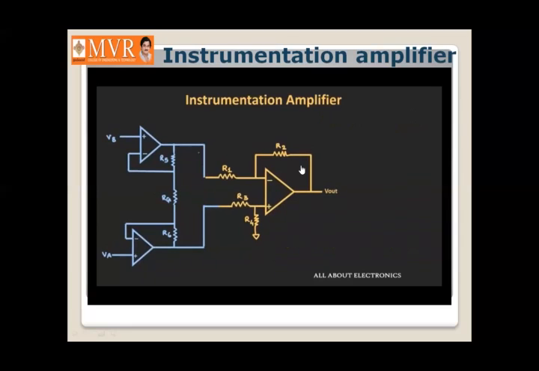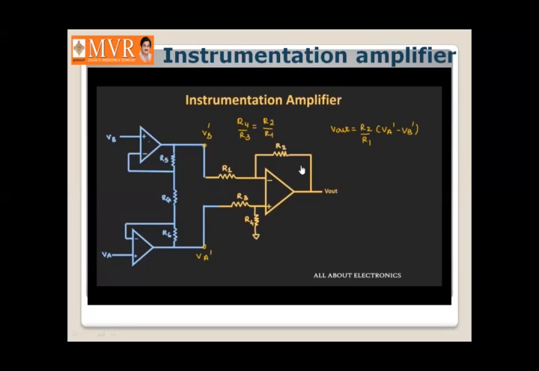Now in this circuit, let us assume that the voltage at this node is equal to VB dash and the voltage at this node is equal to VA dash. The output voltage Vout can be given by the expression R2 divided by R1 times (VA dash minus VB dash), provided R4 divided by R3 is equal to R2 divided by R1. So first of all, we need to find the difference between these VA dash and VB dash voltages.